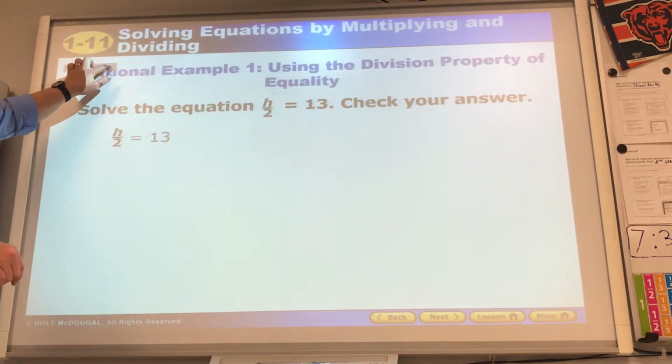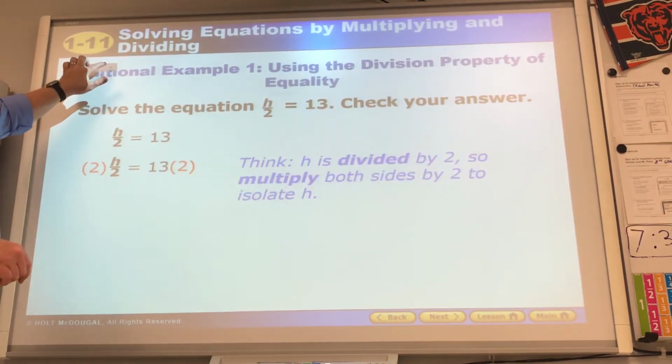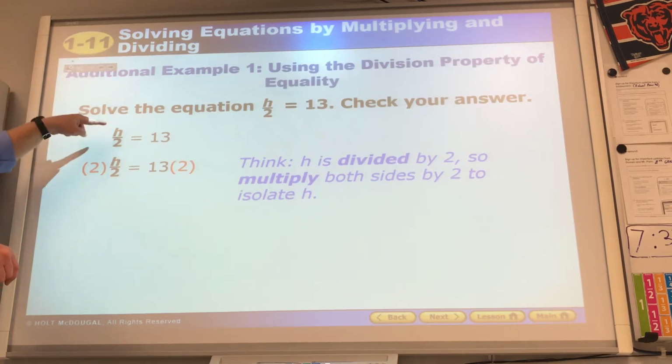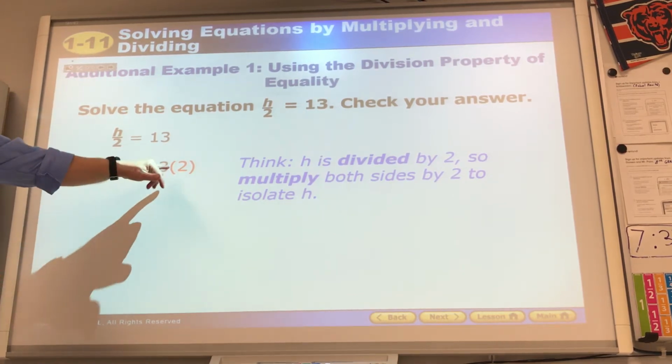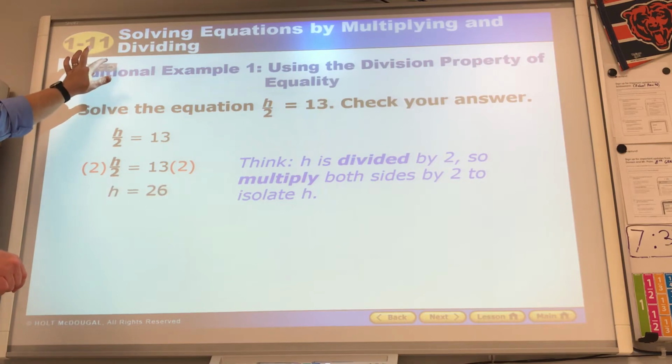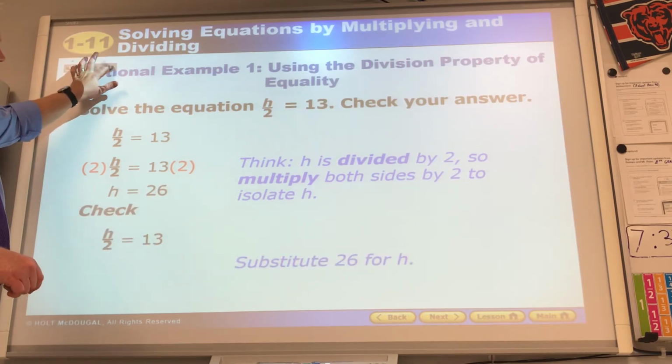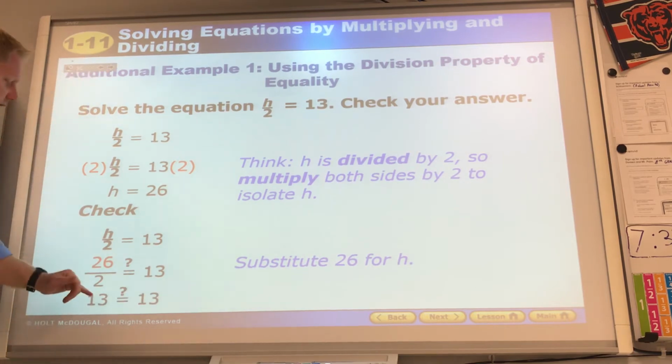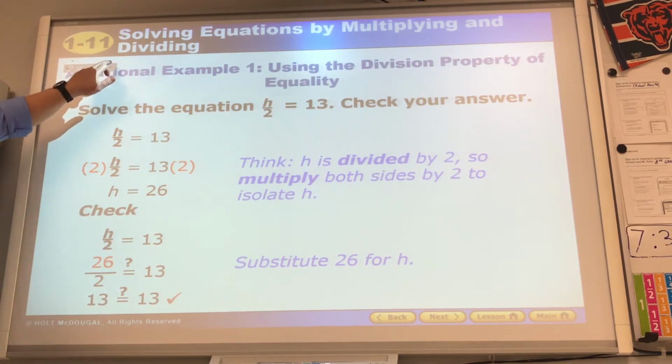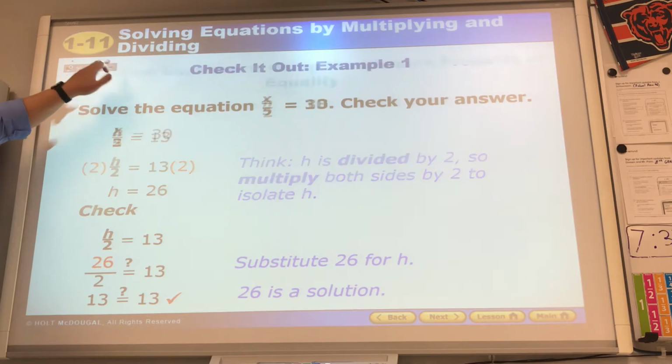Alright, here we go. H divided by 2 equals 13. Multiply by 2 on both sides. Alright, H equals 26. We check it. We substitute back in. 26 divided by 2 is 13. Checks out. Alright, here we go.